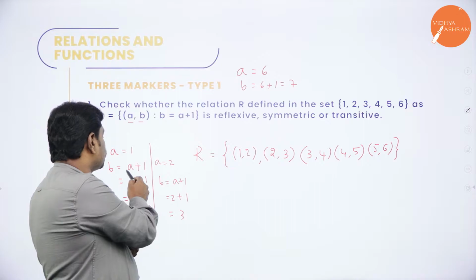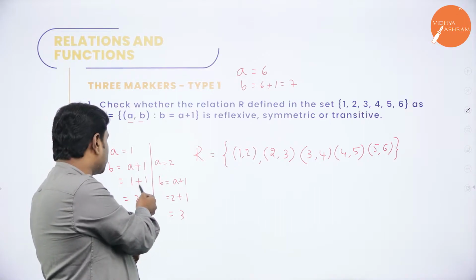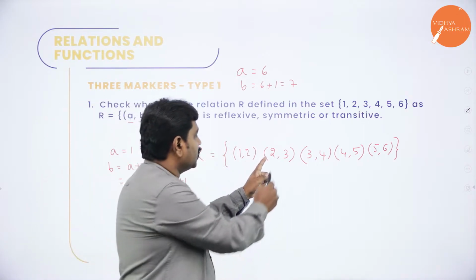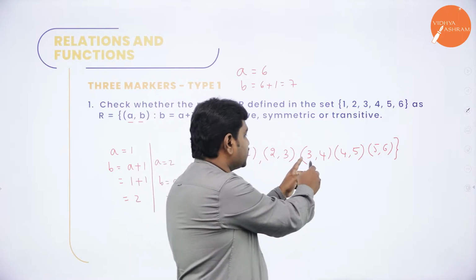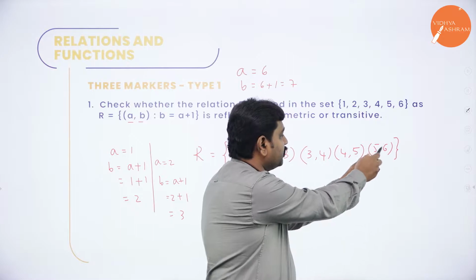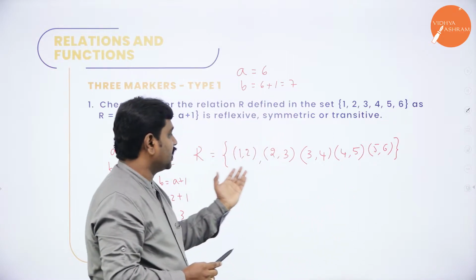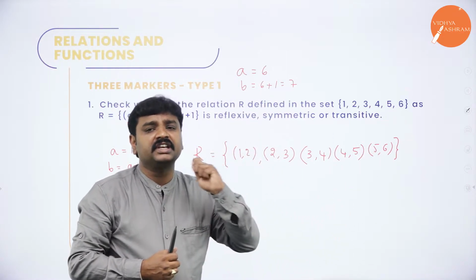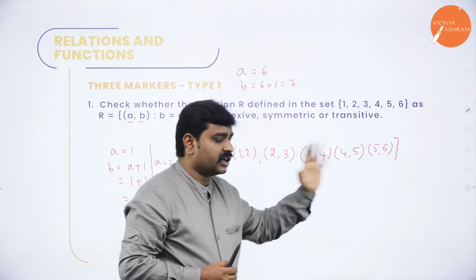When a is 1, b is what? a + 1. In the place of a, if you put 1, 1 + 1, 2. When a is 2, b is 2 + 1, 3. When a is 3, b is 4. When a is 4, b is 5. And a is 5, b is 6. So, now we wrote the ordered pairs. After writing the ordered pairs, now we have the relation.